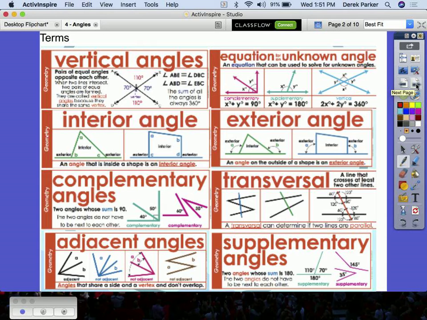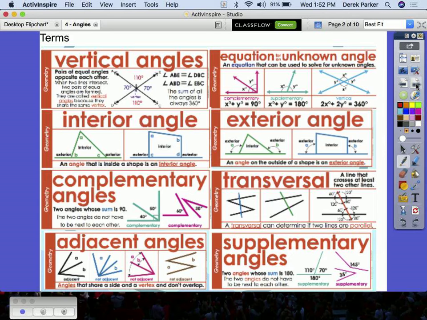Terms to know. A lot of these are terms you should have learned in the 7th grade units. Vertical angles: pairs of equal angles opposite each other. Equation of the unknown angle: an equation that can be used to solve for unknown angles. Interior: an angle that is inside a shape. Exterior: an angle on the outside of a shape.